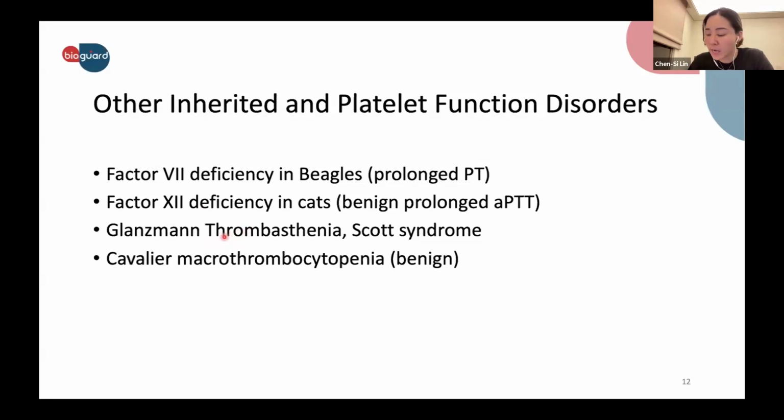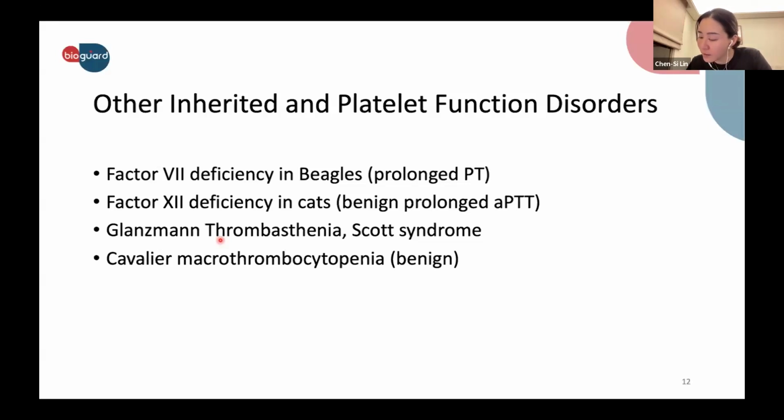This kind of disease is also from a gene mutation, and the result is defective expression of a specific glycoprotein on the platelet, glycoprotein 2B and 3A. This defective expression of glycoprotein 2B and 3A on platelets results in poor aggregation of the platelets. That means their primary coagulation doesn't work very well.